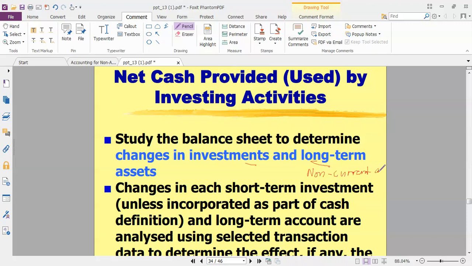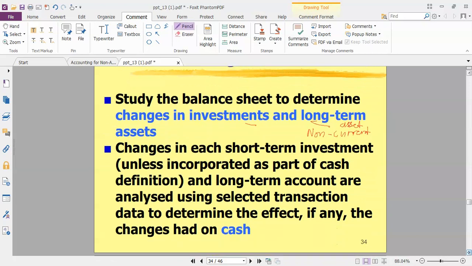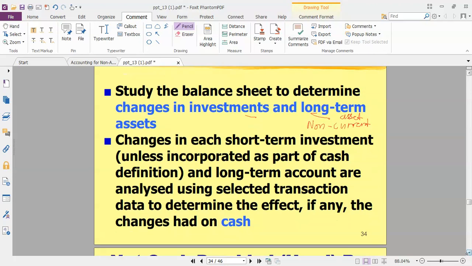Okay, you must understand what is non-current asset or current asset. There is a difference. So if there is a change in your investment and long-term asset, the changes in each short-term investment, unless incorporated as a part of cash definition, and long-term accounts are analyzed using selected transaction data to determine the effect, if any effect, the changes have on cash.